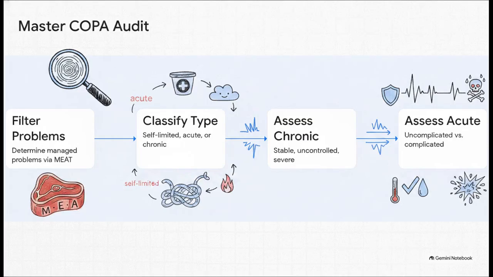So, the crucial point is applying these 4 definitive steps to turn any complex medical chart into a clear, undeniable code. Step 1. Filter and isolate. Use MEAT to find what was actually managed today. Step 2. Classify the type of those managed problems. Are they acute, chronic, or minor? Step 3. If it's chronic, evaluate the severity. Is it stable, uncontrolled, exacerbated, or severe? And step 4, if it's acute, evaluate its severity. Is it uncomplicated, or are there systemic symptoms? Follow this flow, and I promise you will never get lost in a provider's notes again.